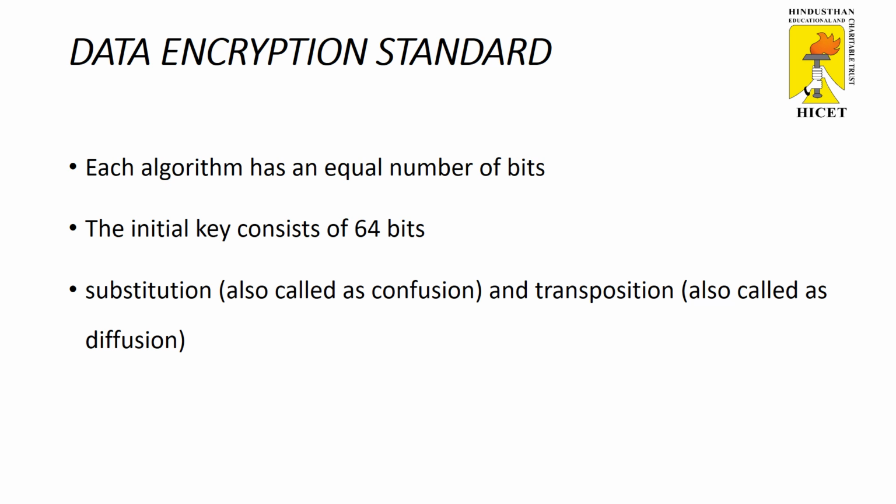Data Encryption Standard is based on the two fundamental attributes of cryptography. One is substitution and the second one is transposition. The substitution is also called confusion and transposition is also called diffusion. Data Encryption Standard consists of 16 steps, each of which is called a round. Each round performs the steps of substitution and transposition.